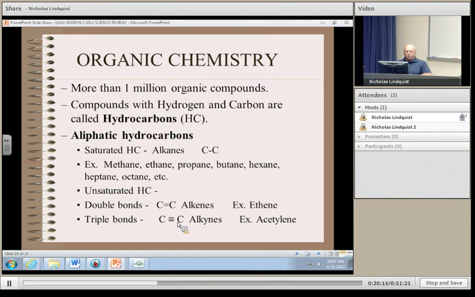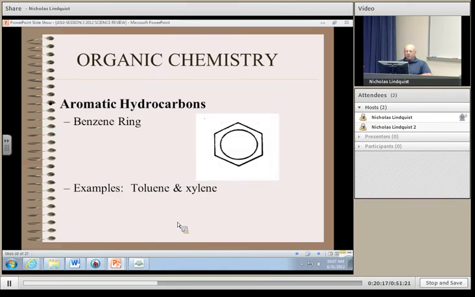So we had aliphatic hydrocarbons. We also have aromatic hydrocarbons. And for aromatic hydrocarbons, what we do is we start out with benzene. And we've got the benzene ring. Now, the benzene formula is 6 carbons and 6 hydrogens.